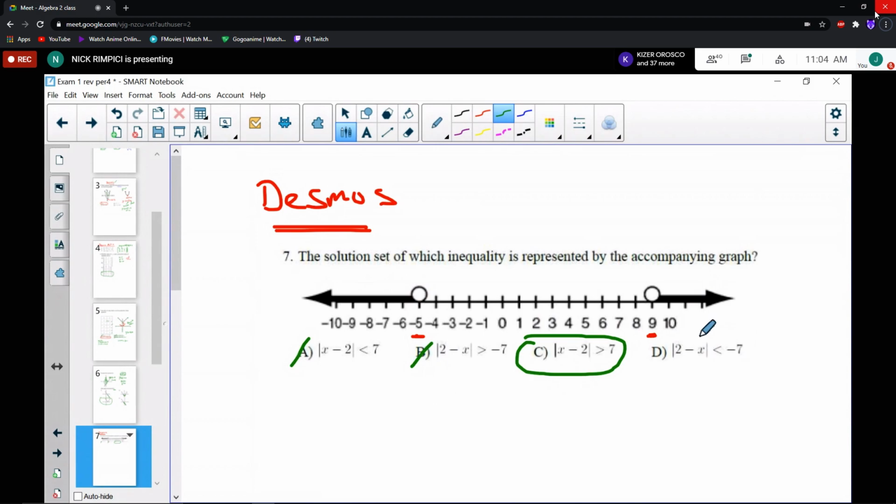If you try to do D, you're going to see nothing, because an absolute value has to be positive. It can't be less than -7. So this one will just be a white diagram. You'll see nothing. So this is wrong too.